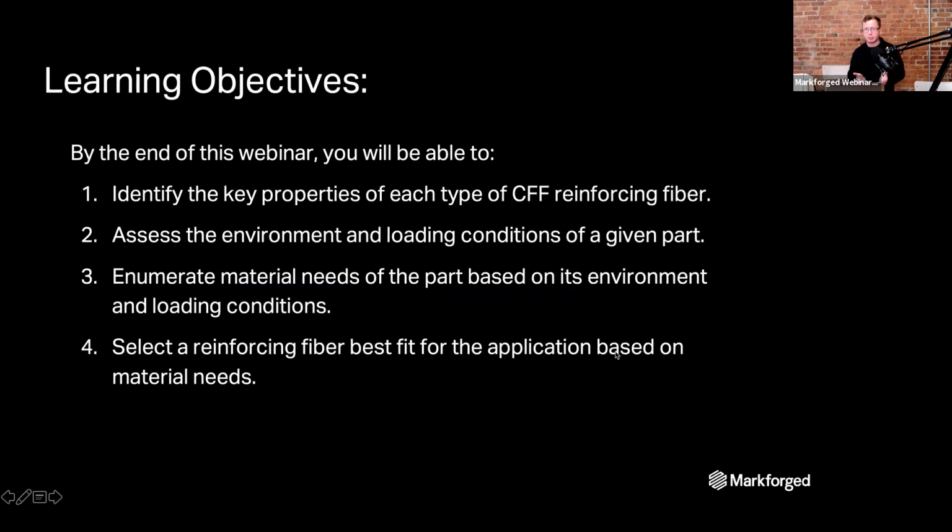A few learning objectives for this webinar: understanding the key properties of each type of continuous fiber, assessing the environment and the loading conditions of a part, enumerating that part's material needs based on its environment, and then selecting a reinforcing fiber that is the best fit for its application.